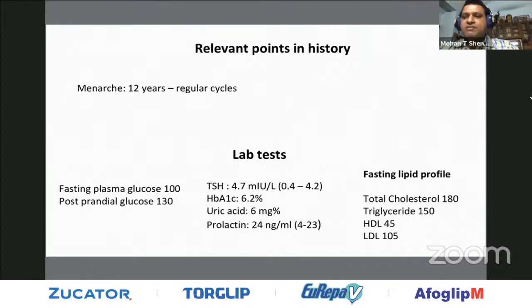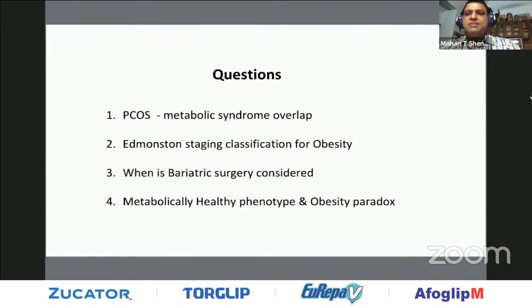The fasting blood lipid profile shows the total cholesterol of 180, triglycerides of 150. HDL for that age and for that sex is actually a bit low, should be more than 50, so it's having 45. So the questions in this patient to be answered in the future discussions would be, is there a PCOS metabolic overlap, as this patient showed the indicators of overlap?